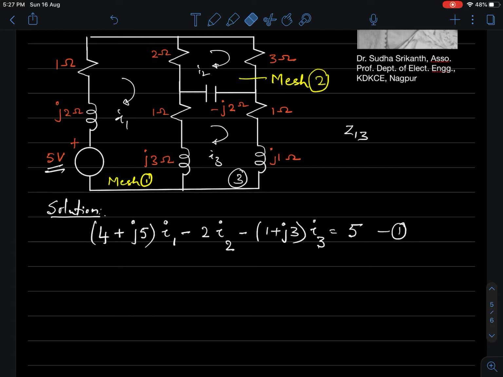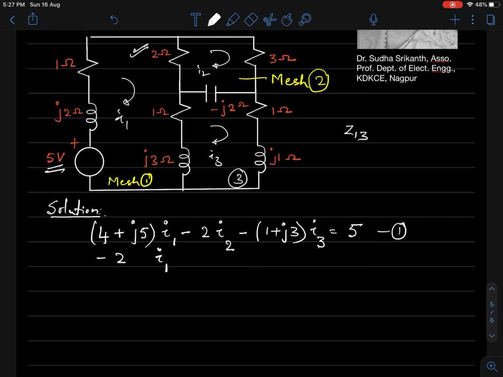It is that simple. So obviously this is the element that is common between this mesh and this mesh. I'm sorry, 1 and 2, we need to write 1 and 2 first. This is my second mesh and this is my first mesh. This is the element that is common, 2 ohm. So we write minus 2 into I1. That is taken with a negative sign.